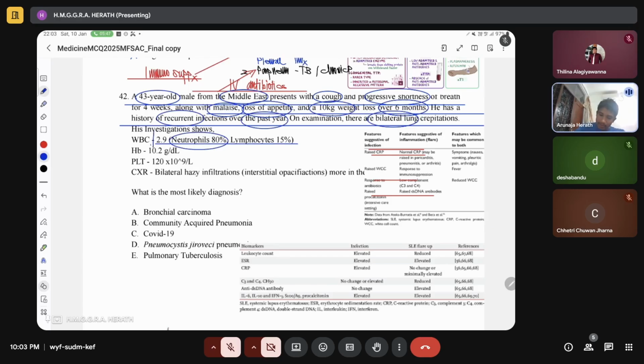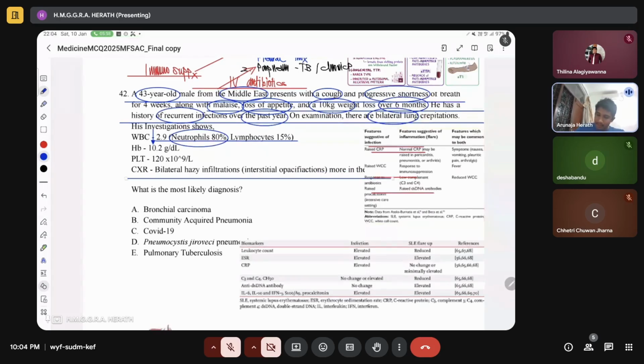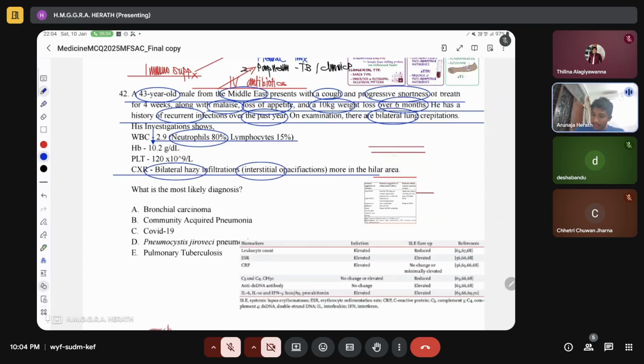What is this 2.9? Is it reduced or increased? Neutrophil levels. Reduced. And bilateral hazy infiltrations, interstitial opacifications in the hilar area.